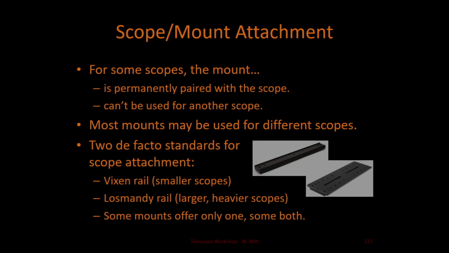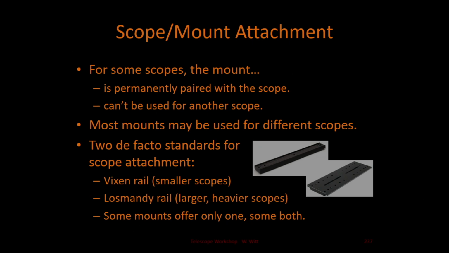Like we said, for some scopes, the mount is permanently paired with the scope and cannot be used for another scope. You're just stuck with those two things, mated. But many mounts can be used for different types of scopes, and then there are two ways to attach. They're like these two rails, basically. This is called a Vixen rail. This is called a Losmandy rail. These are just company names. They became de facto standards. So like Kleenex, we now just say Vixen rail.